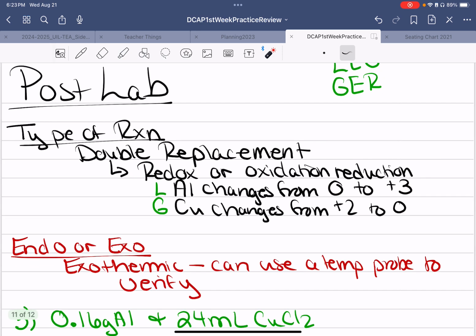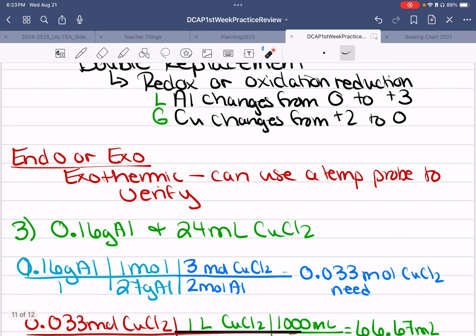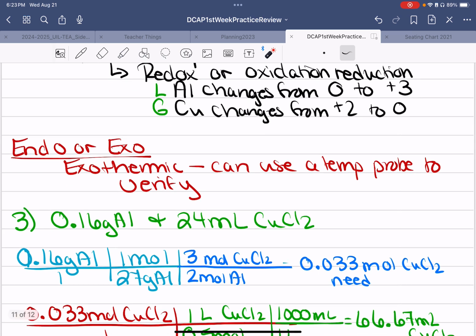Now the next question is asking about endo or exo. Hopefully you felt the test tube while it was reacting, and hopefully you felt it was warm. I've had some students in the past who also grabbed a temperature probe and measured that there was a difference. But it is exothermic, and just cite your reasoning for it.